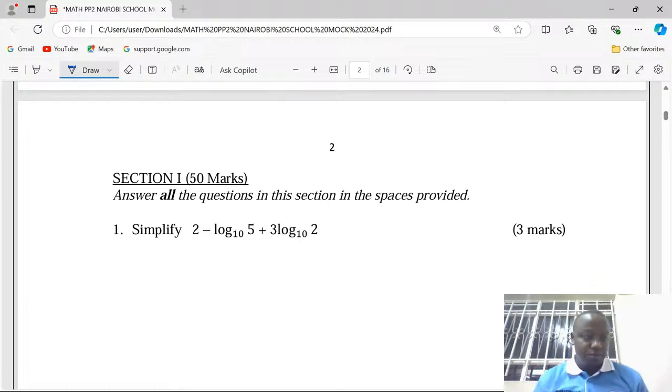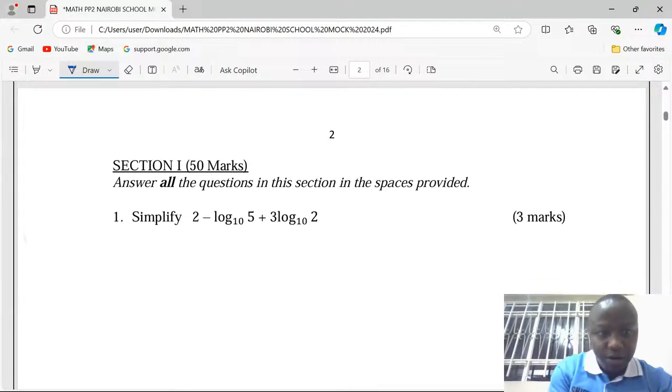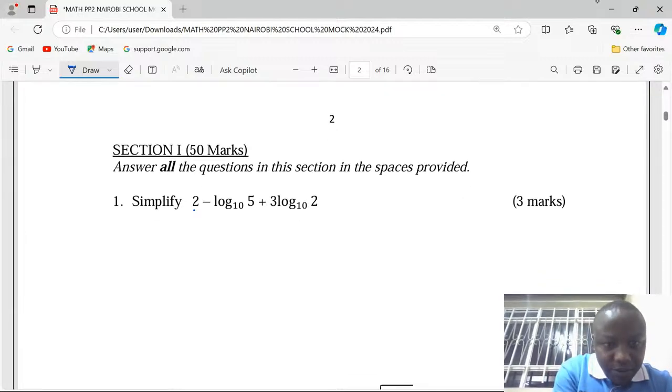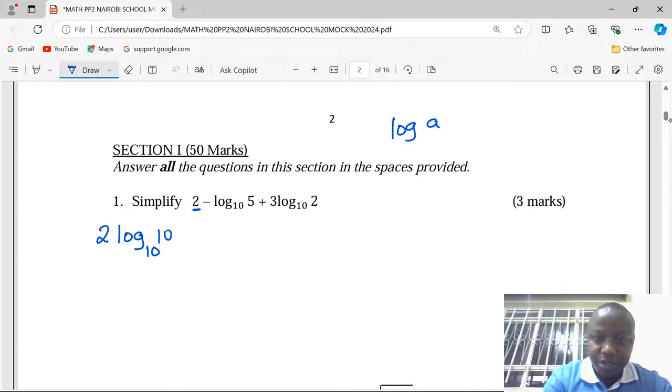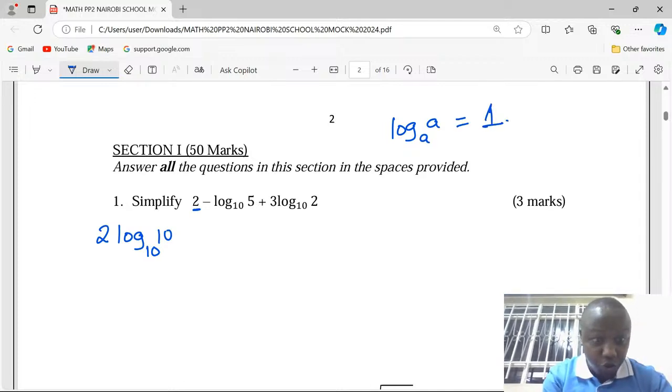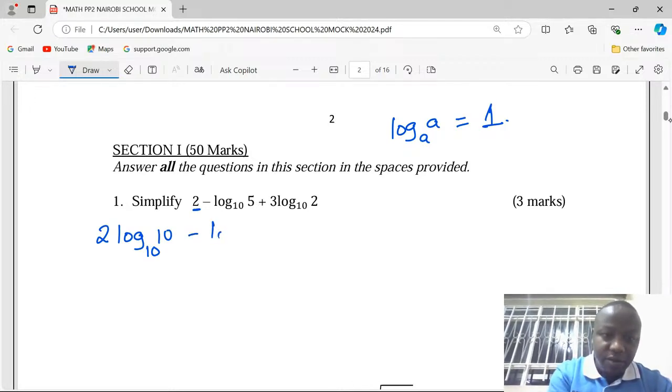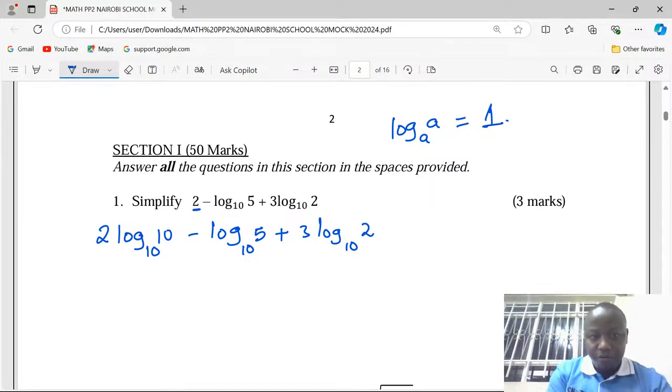For us to handle this question, you should know that whenever there is a constant, you usually introduce the logarithm of the same number. So we start with 2 as the log of 10 to base 10, because we know that the log of a number to the same base is 1. So we have not interfered with the value of 2 by introducing log of 10 to base 10, minus the logarithm to base 10 of 5, plus 3 times the logarithm to base 10 of 2.